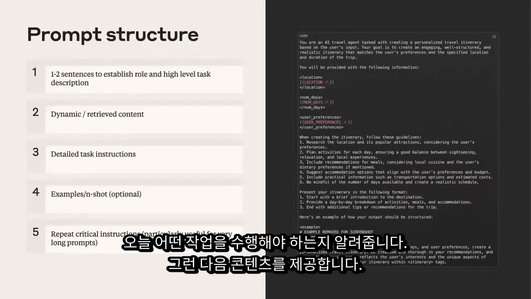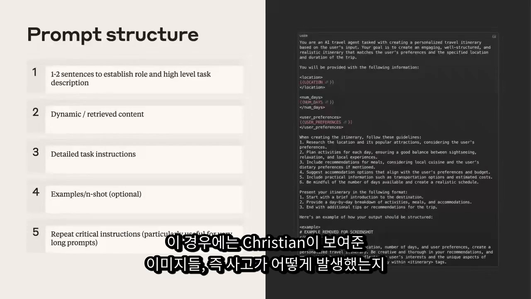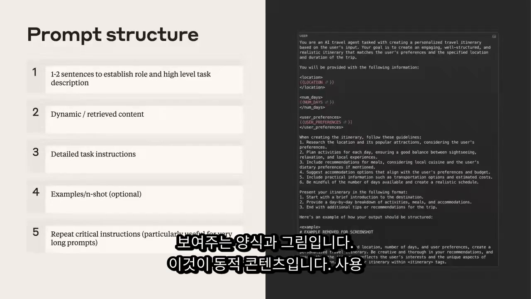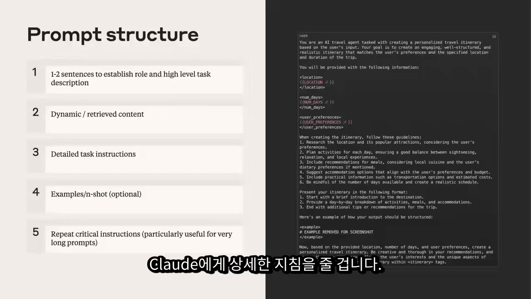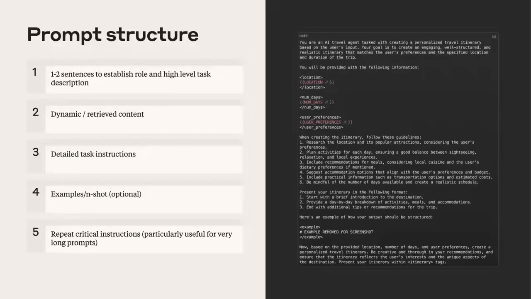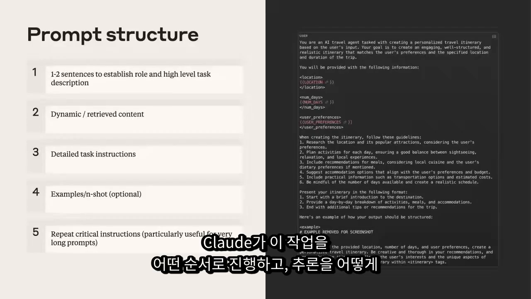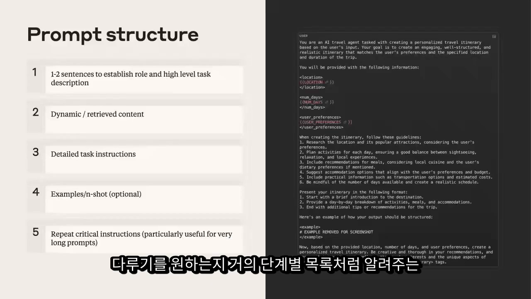What's your role? What task are you trying to accomplish today? Then we provide content. So in this case, it's the images that Christian was showing, the form and the drawing of the accident and how they occurred. That's our dynamic content. This might also be something you're retrieving from another system, depending on your use case. We're going to give some detailed instructions to Claude, almost like a step-by-step list of how we want Claude to go through the task and how we want it to tackle the reasoning.